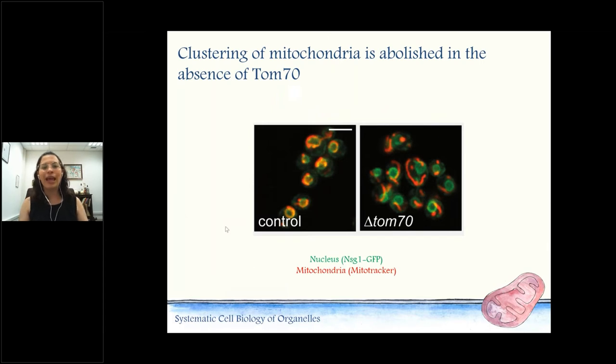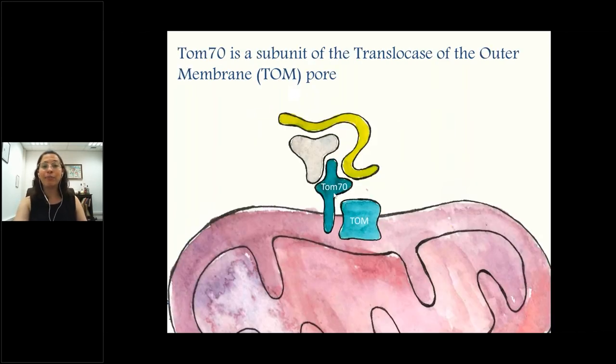So one of the hits that we got, a very interesting hit, is a protein called TOM70. And here we have the control cells and we see mitochondria surrounding the nucleus. And when we delete TOM70, we no longer see this clustering of mitochondria around the nucleus. And TOM70 is actually part of the translocase of the outer membrane, so part of the TOM complex. And this is a complex that is responsible for import of proteins into the outer mitochondrial membrane.